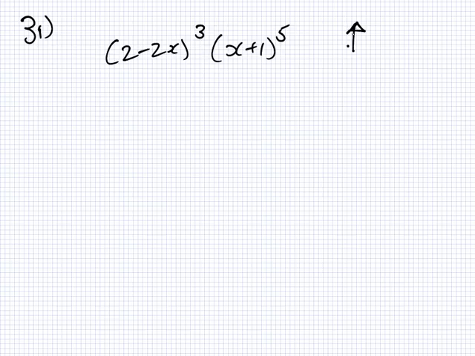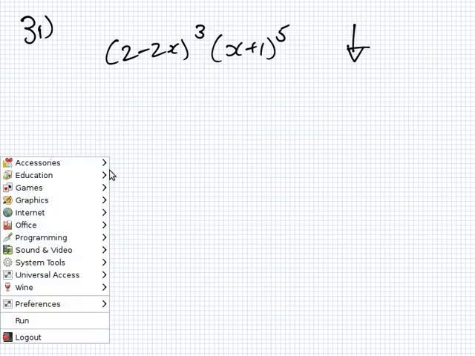So one question at a time. 3i. So what's 3i? 2 minus 2x to the power 3, and then x plus 1 to the power 5. And ascending or descending? It says it in the question: in descending powers of x. Descending. Okay.